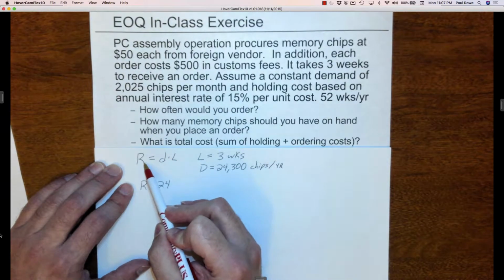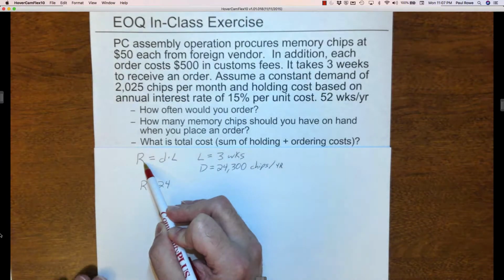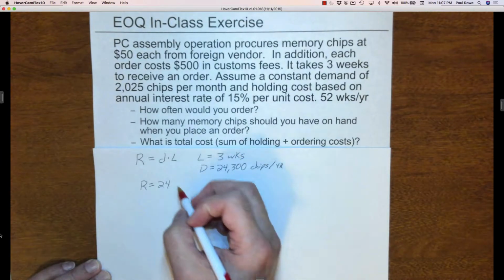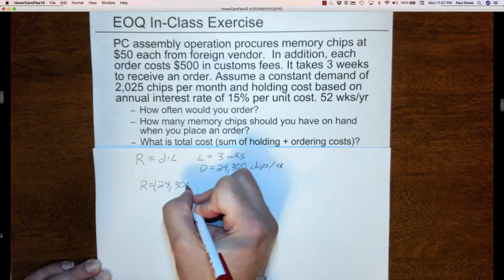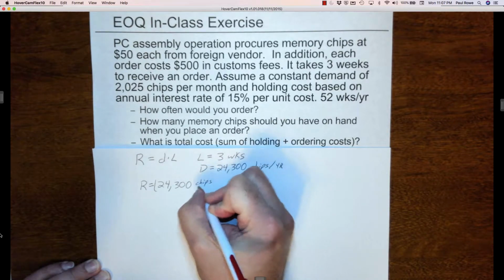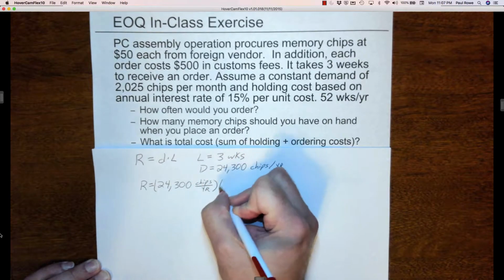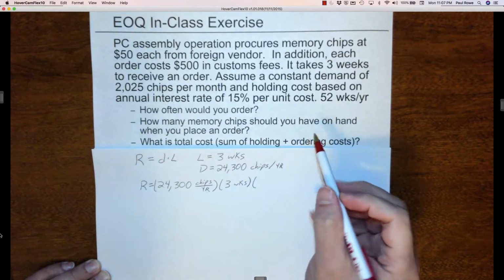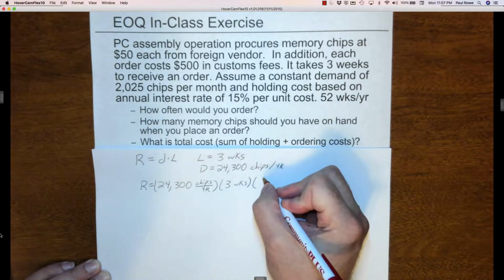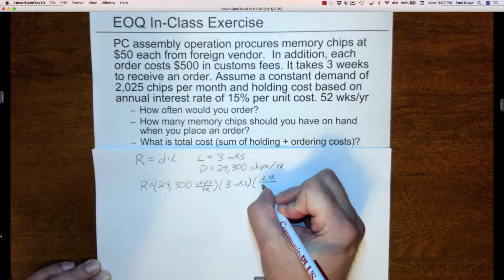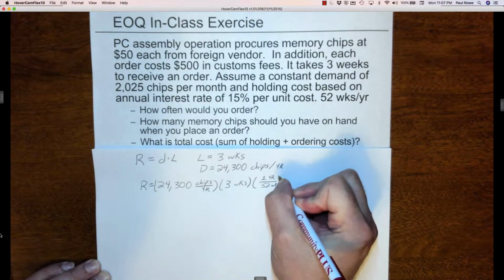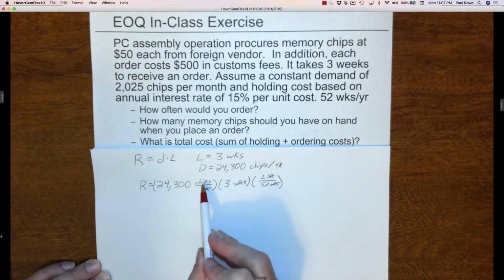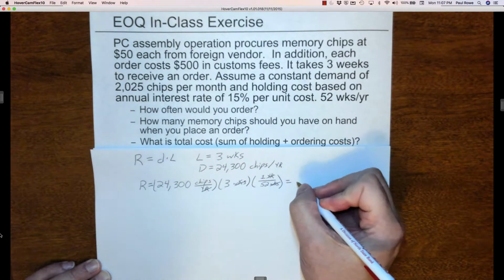Reorder point is simply a quantity, and so we want to make sure that we've eliminated all units of time. So we take our 24,300 chips per year, multiply it by our 3 weeks. Can we cancel these out? No, they're not the same. But again, what do we know? 52 weeks per year. So 1 year is 52 weeks. Weeks cancel out. Years cancel out. So again, no time unit is left, which tells us we're on the right track.